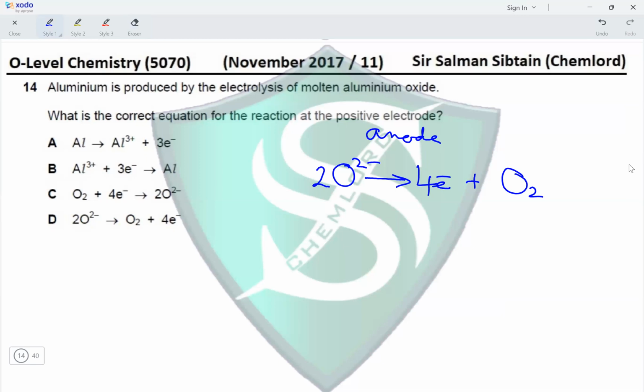So A and B are eliminated because they are equations for aluminum. C and D have oxygen. C has reduction taking place because oxygen is gaining electrons, and D has 2 moles of oxide ion producing oxygen gas and releasing 4 moles of electrons, which is the same as the equation that we just wrote. Therefore, option D is the correct option for this question.